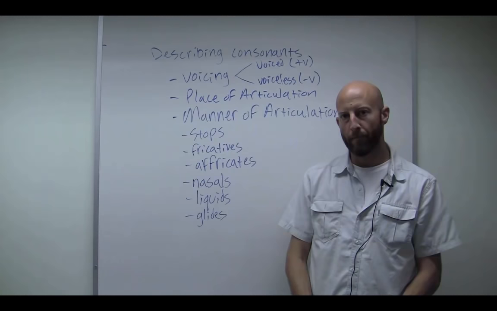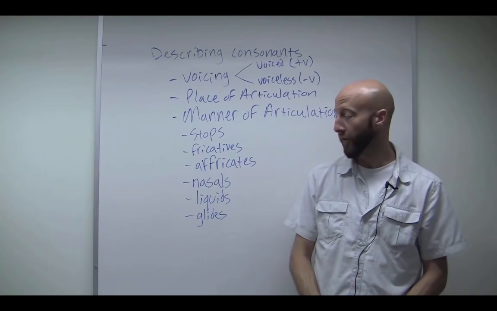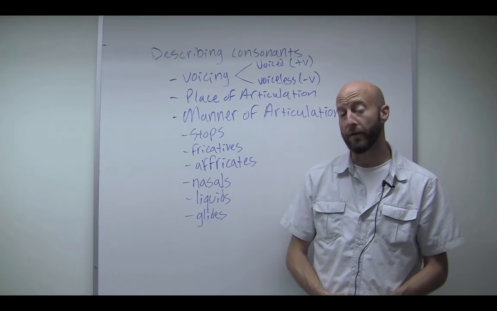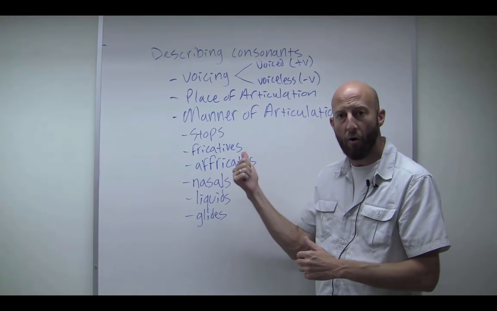Okay, so the third criterion that linguists use when they're talking about consonant sounds is the manner of articulation. This involves how the sound is produced in the vocal tract. So we're not talking about where things are happening now, we're talking about how. How is that airflow being constricted when we're producing sounds?